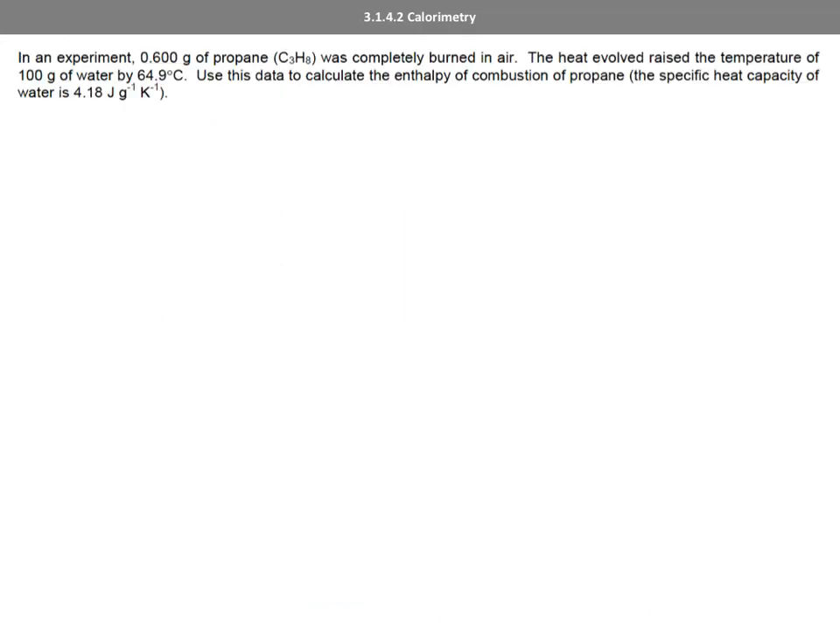So let's see an example. Here, the first piece of information they're telling us is that in an experiment, 0.600 grams of propane was completely burned in air. So they are straight away just giving us the mass of the fuel that was completely burned or combusted. Then they tell us that heat evolved raised the temperature of 100 grams of water by 64.9 degrees Celsius.